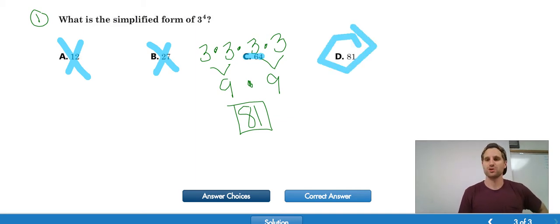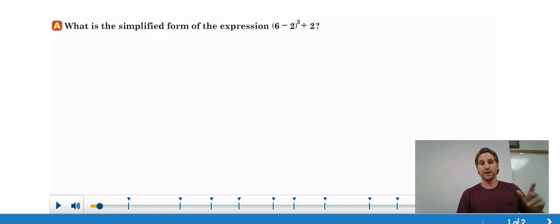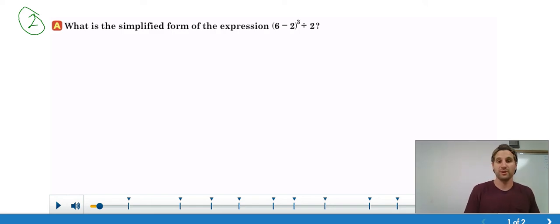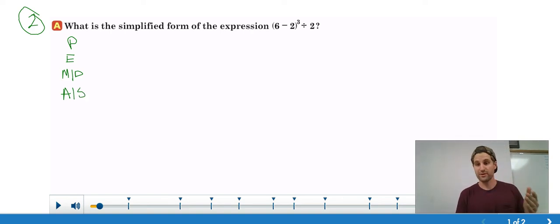All right, let's look at our next one. Okay, so this is our example 2, and we are going to be using our orders of operations. So write this out, but then I want you to go ahead and also write, real quick, we're just going to write PEMDAS right in here. And let's go ahead and see if we can get this done.